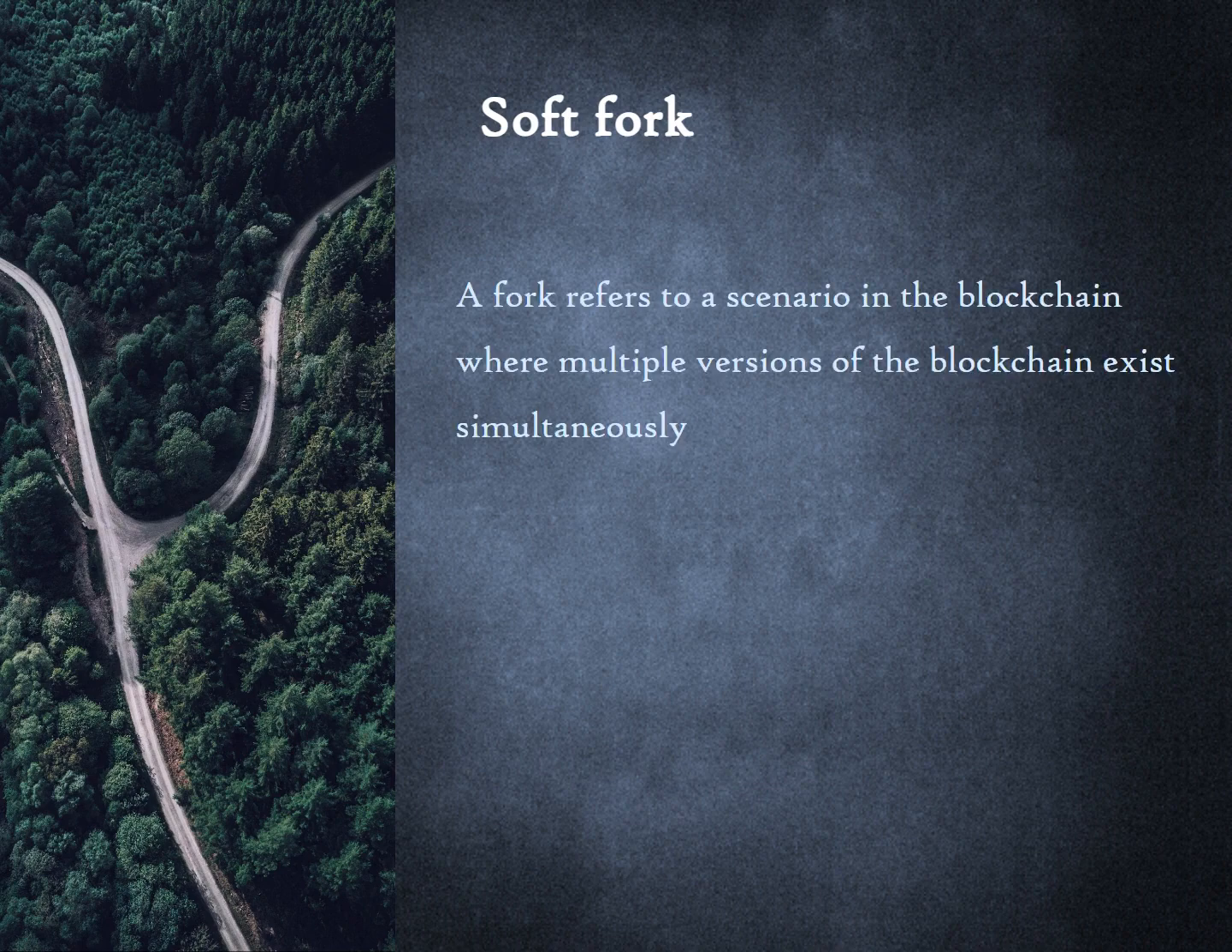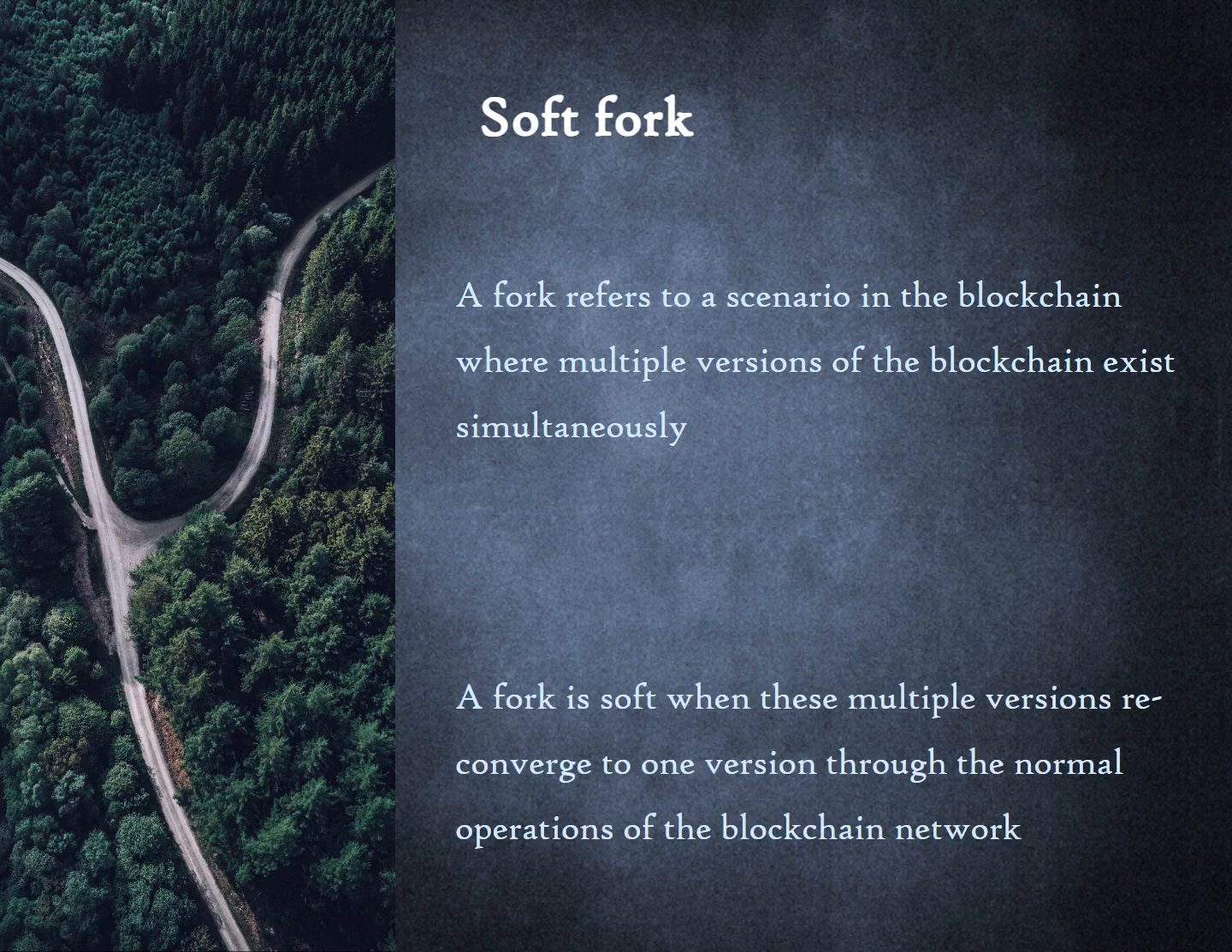We can now introduce a new term called the soft fork. A fork refers to a scenario in the blockchain where multiple versions of the blockchain exist simultaneously. A fork is soft when these multiple versions reconverge to one version through the normal operations of the blockchain network. The example that we just reviewed was a soft fork. The use of the term soft fork suggests the presence of a hard fork. We will cover hard forks in a later lesson.